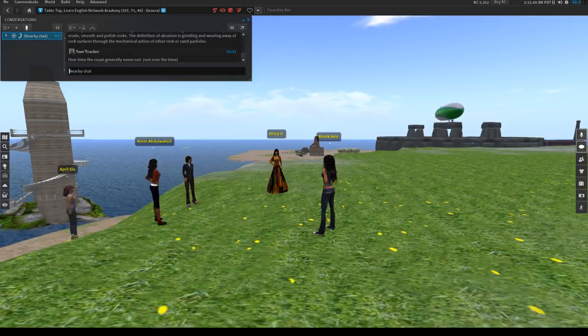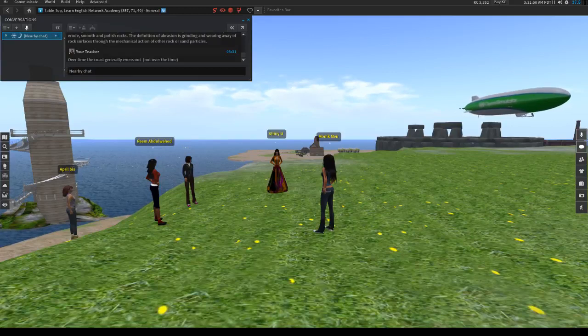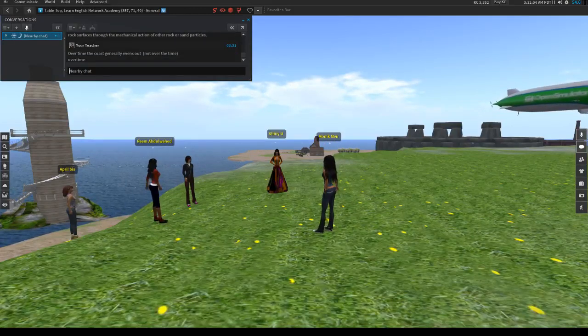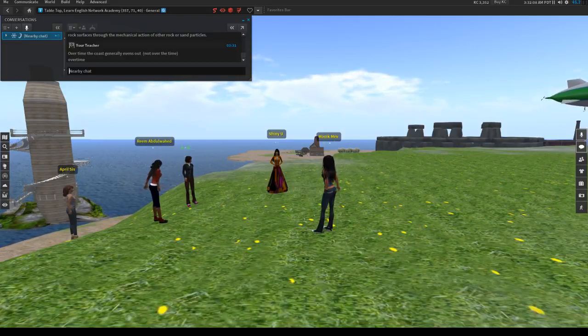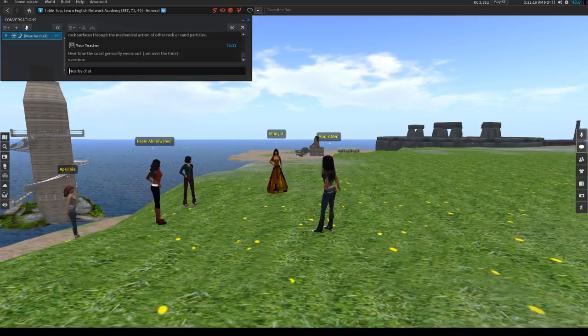Okay, so just a little thing here, Monique. It actually says over time, the coast generally evens out, not overtime. It's just over time. Don't confuse it with overtime. Overtime is when you work longer hours. But if you say over time, it just means after a while, after a long time, maybe. Over time. Okay?